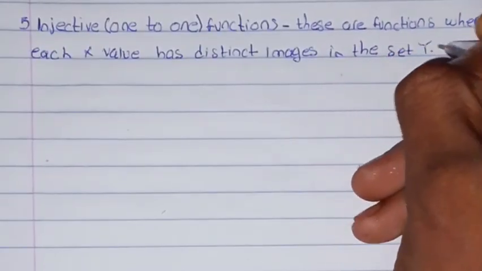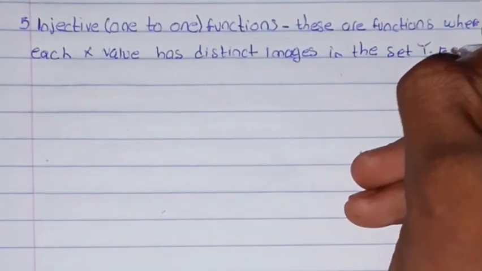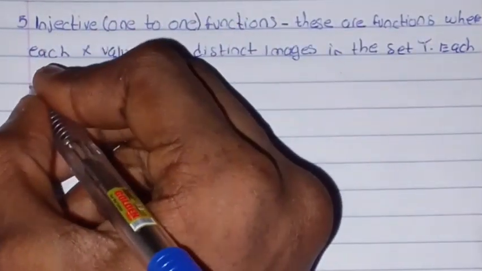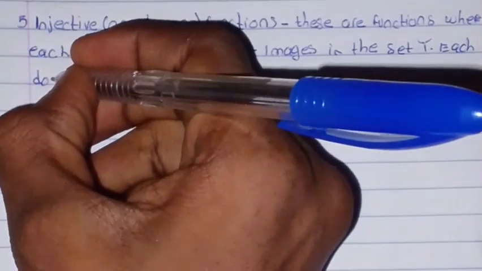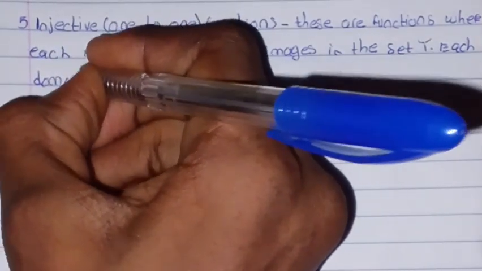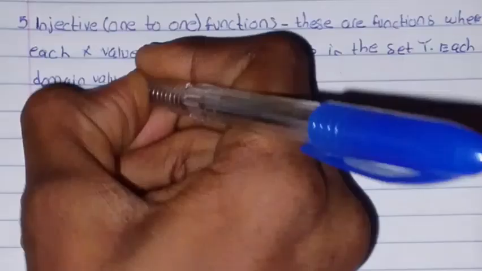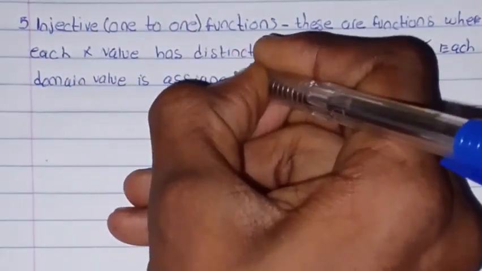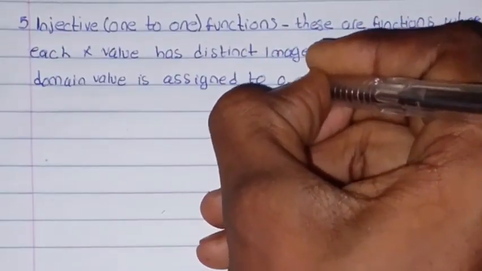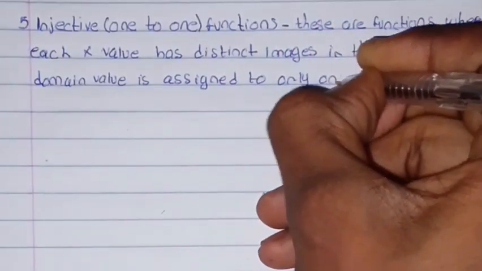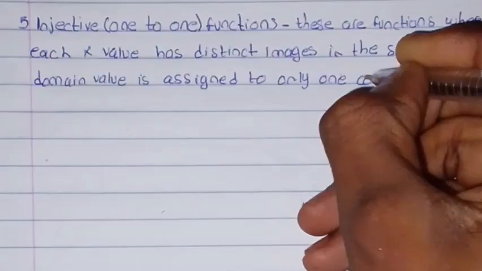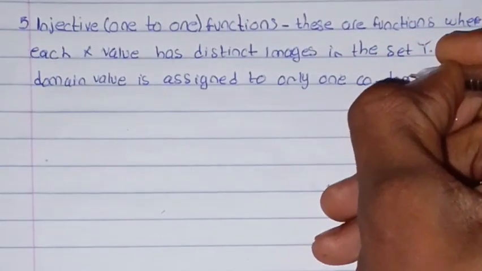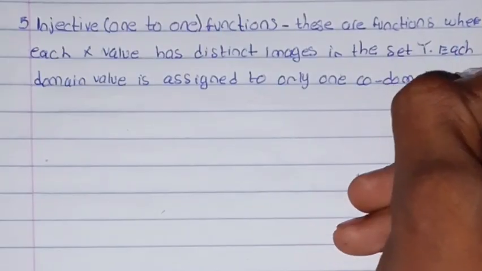So we can also say that this is where each domain value, because you know that the x value represented by the domain has the possible values of x you can input into the function, is assigned to only one codomain value. So it's sort of like a unique aspect, where one codomain value has only one domain value. There is no sharing among them. So each is assigned only one codomain value.